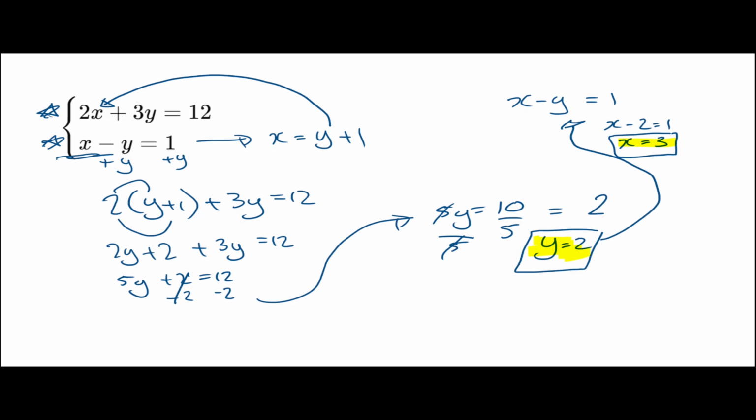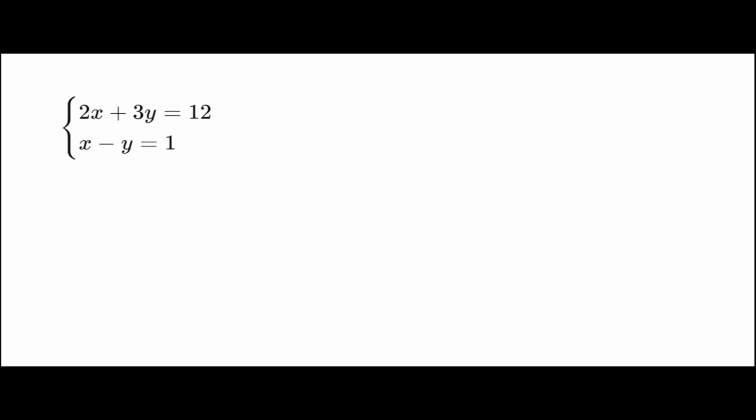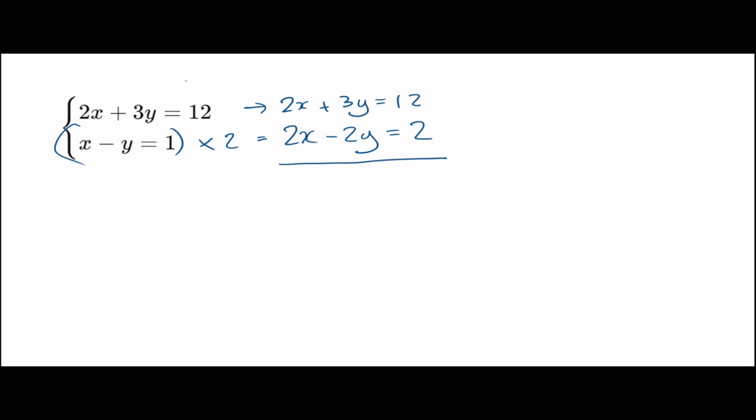Let's do it another way. Let's solve this again by elimination this time. We're going to have to play around with one or both of these equations, and what I'm going to do is multiply this entire equation here by 2. And so we get 2x minus 2y equals 2, and then I'm going to copy this one across: 2x plus 3y equals 12, and now it's going to cancel pretty nicely.